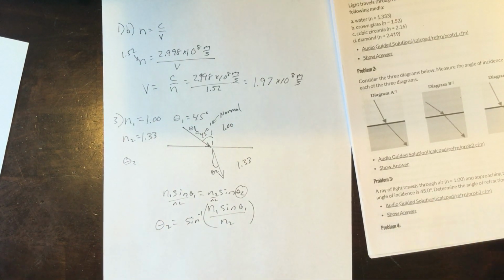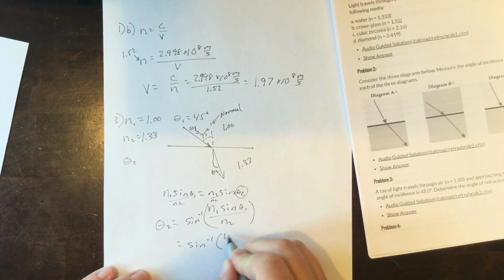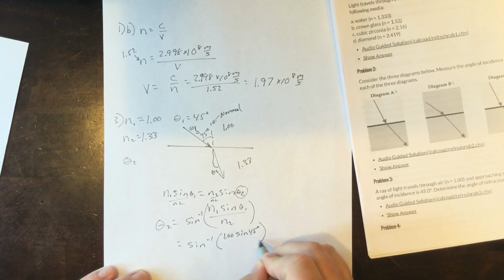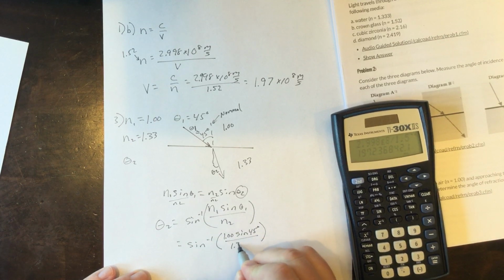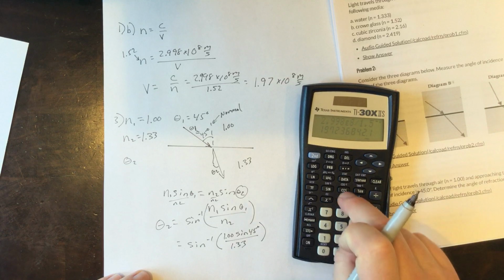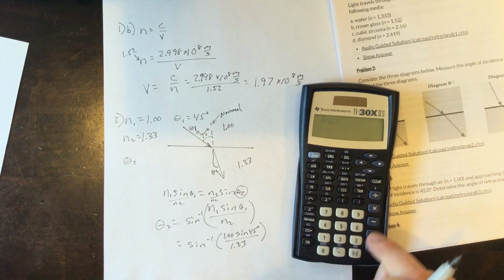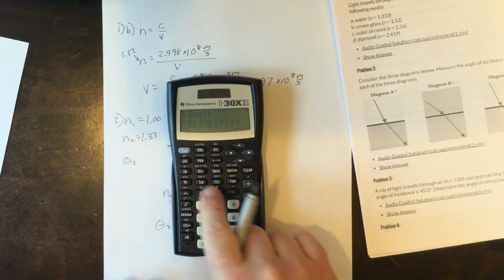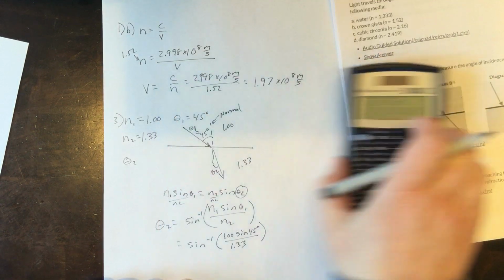Okay, put our numbers in. n1, 1.00, that's always nice. Sine of 45, you folks probably know what that is without using a calculator. And n2, index of refraction for the second one. So 1 times sine of theta is just sine of 45 divided by 1.33. You get this number. Then you take inverse sine, you get 32 degrees.